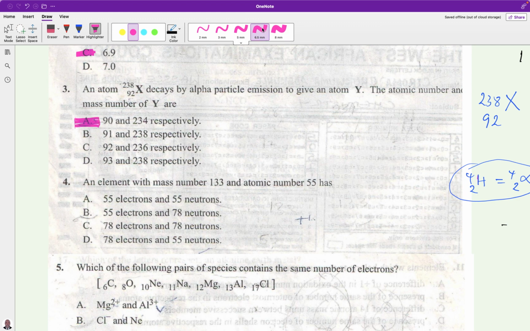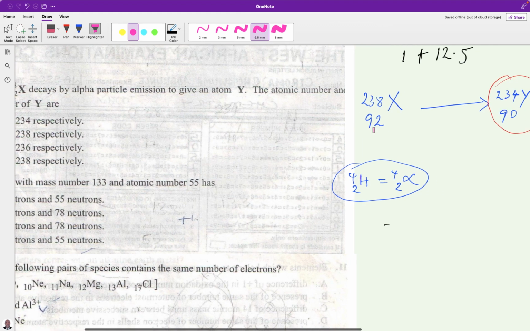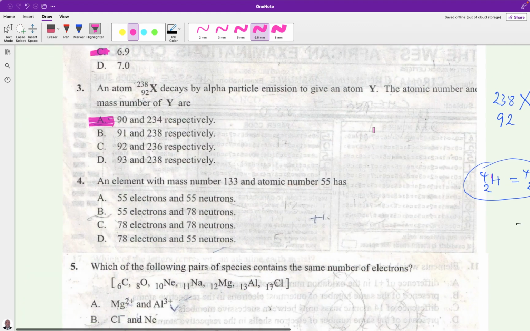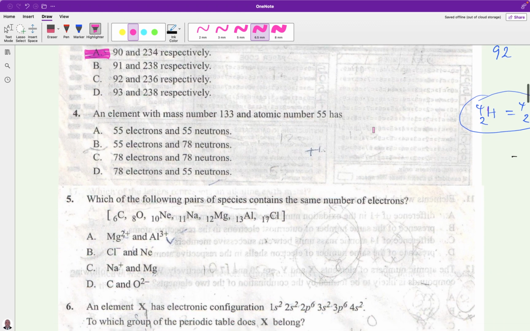Now, after undergoing this, we'll go to the fourth question. The fourth question says, an element with mass number 133 and atomic number 55 has how many? A, 55 electrons and 55 neutrons. Is that possible?